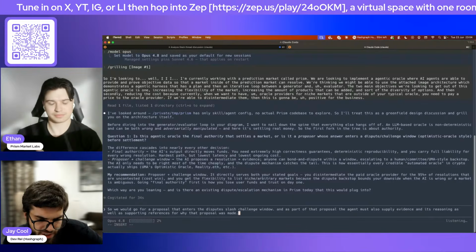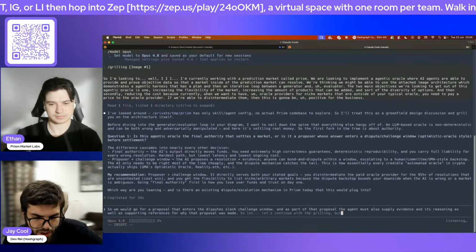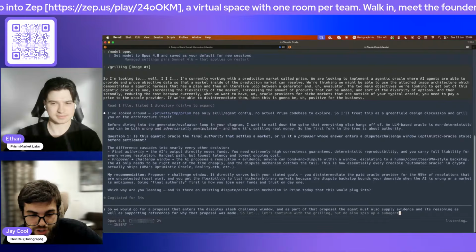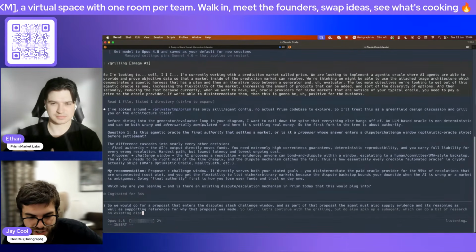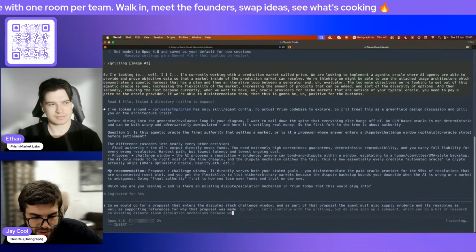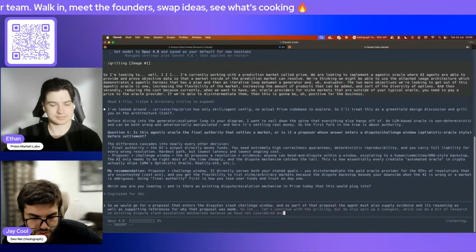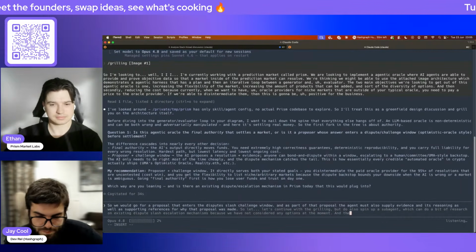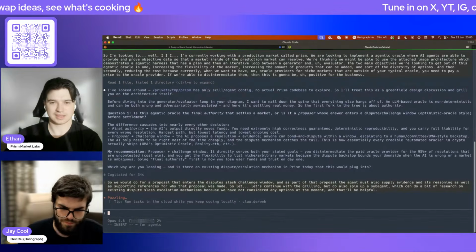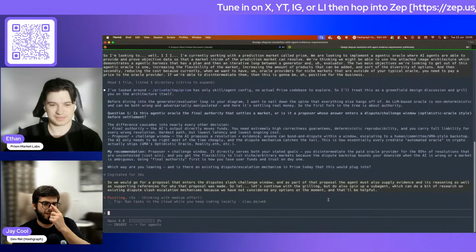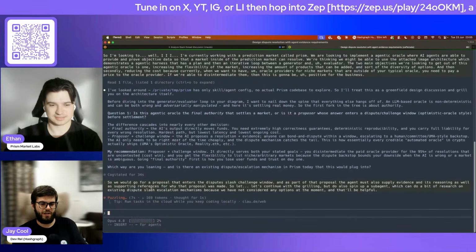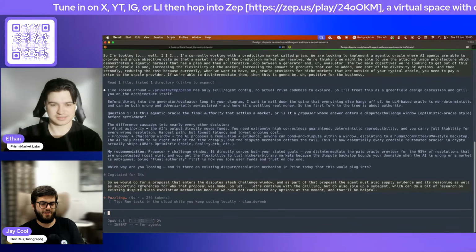So let's continue with the grilling, but do also spin up a sub-agent which can do a bit of research on existing dispute/escalation mechanisms, because we have not considered any options at the moment, and that would be helpful. So it should spin up a parallel sub-agent now, to have them going in parallel. Let's see if it does that.